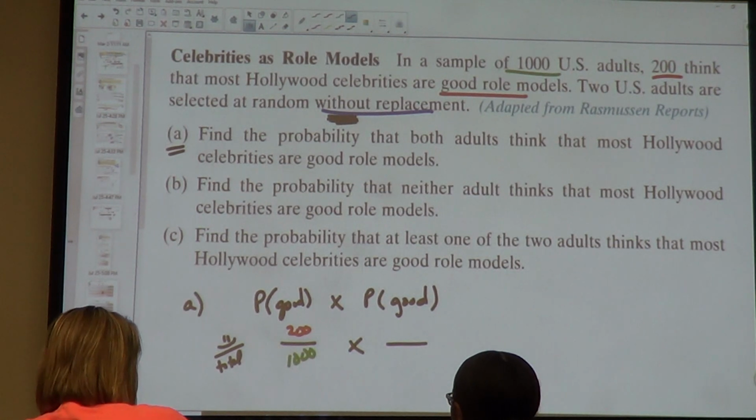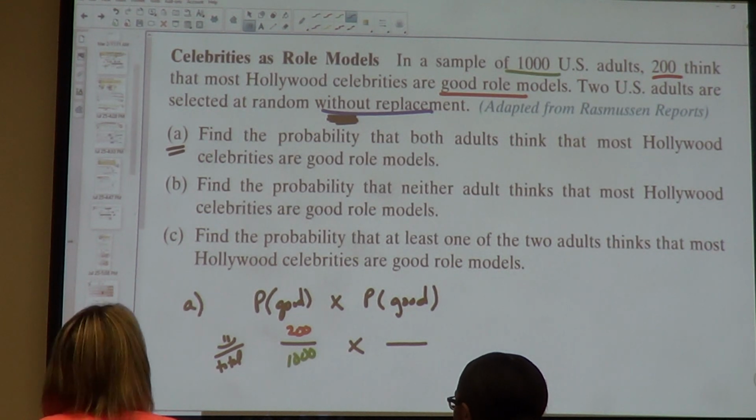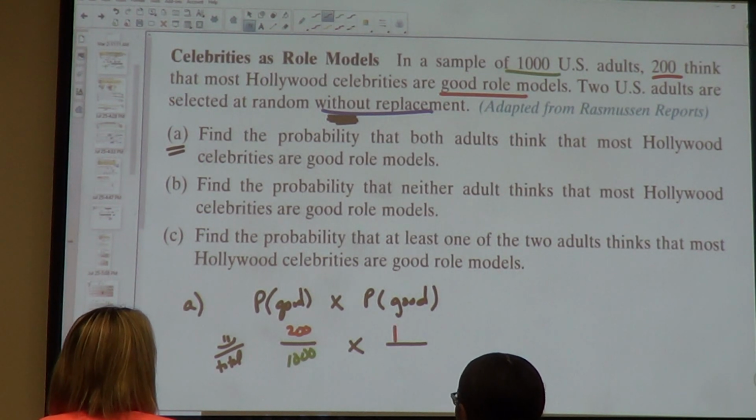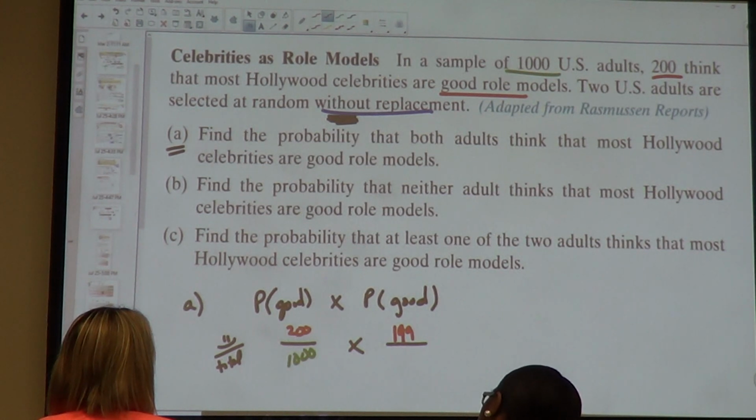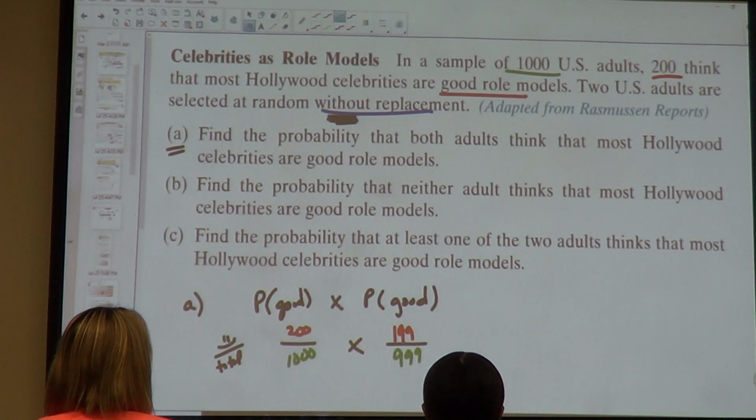So now, when I pick the next good role model, how many role models are there to pick from that are good? 199 are now left because I can't pick that role model again, because it's without replacement. Joe Smo has already been picked. So now how many total role models do I have left to pick from? 999. Because there were 1,000, but Joe Smo is off the list.